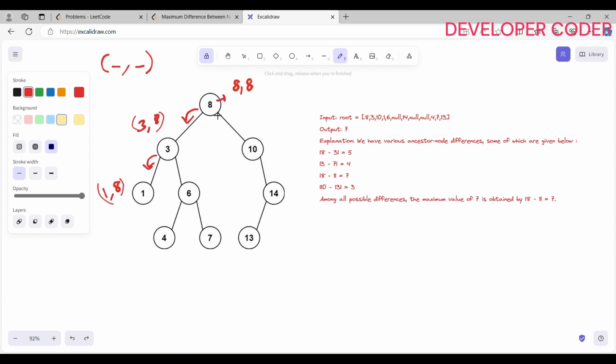So we are following this path from here to here, then we come to here. Now we check for its left. Since there is nothing, it is going to return 7.